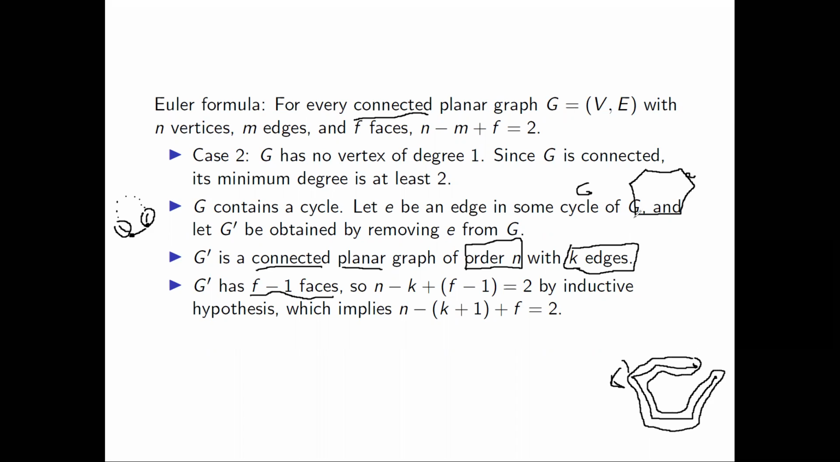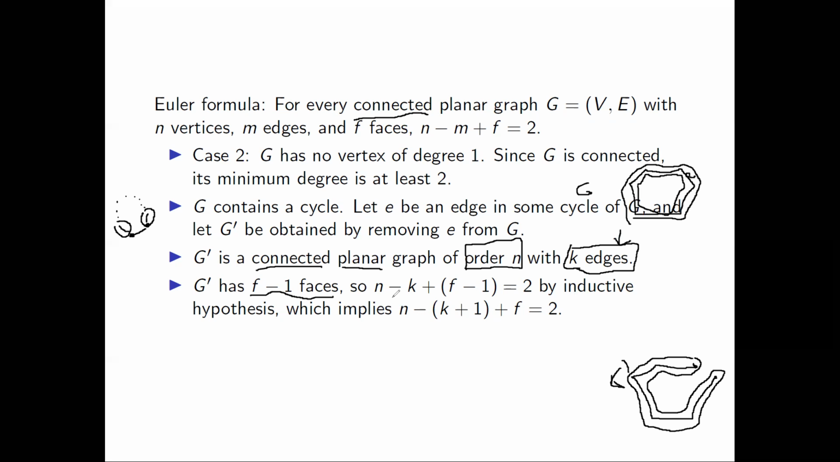And down or up here, we had 2 faces. We had the outer face and the inner face. So if we remove an edge from a cycle, we decrease our number of faces by 1. So we have f minus 1 faces. And we can use the inductive hypothesis here again. Our inductive hypothesis applies whenever the number of edges is at most k. So we have k edges here.